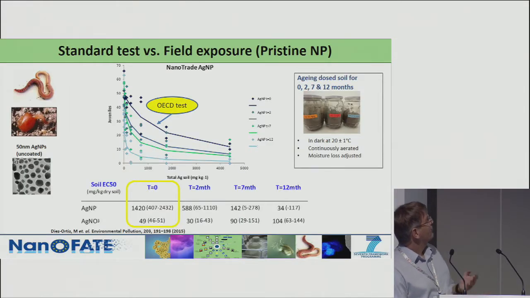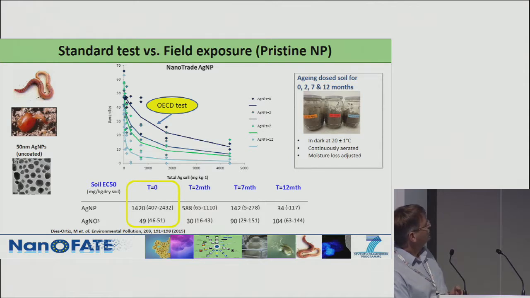If we try and look at what would happen if we take a standard test, and we only use pristine materials so far, we'll take one step at a time, and compare that to the field exposure. So this is a 4-week OECD standard earthworm, OECD 222, test, reproduction of earthworms. We look at how many juveniles are produced against the concentration in the soil. You have the soils being prepared and tested straight away. The soil's left for 2 months, 7 months, or 12 months before the test is conducted.